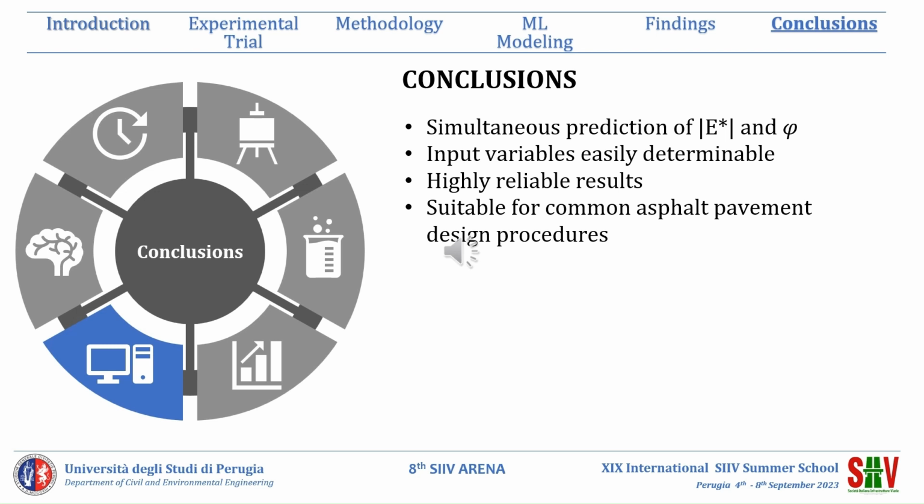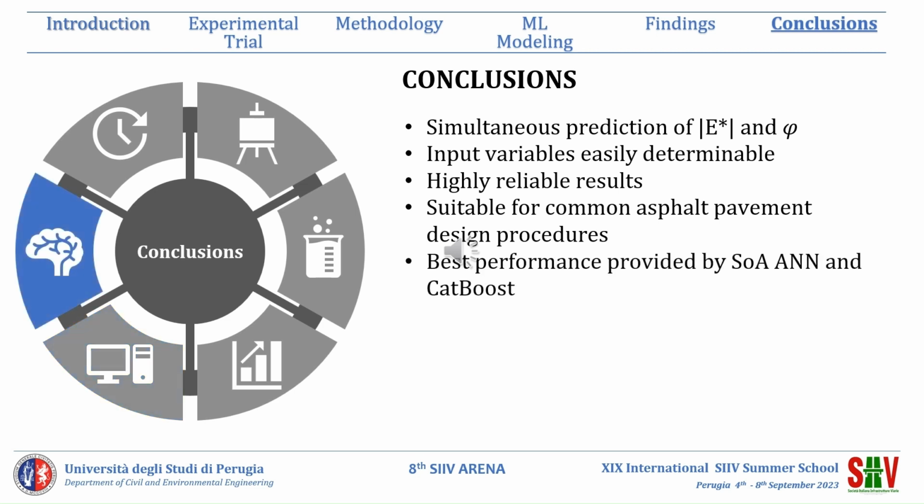Every machine learning-based method provided remarkable results. In particular, state-of-art artificial neural network and categorical boosting outperformed both empirical equations and their SVM competitors, and achieved very encouraging and roughly comparable results. However, as explained before, the higher interpretability of CatBoost makes it preferable.